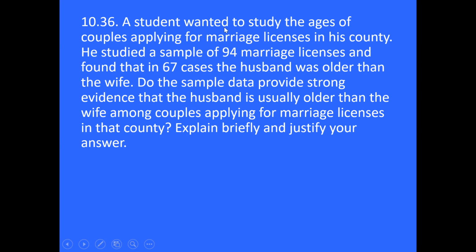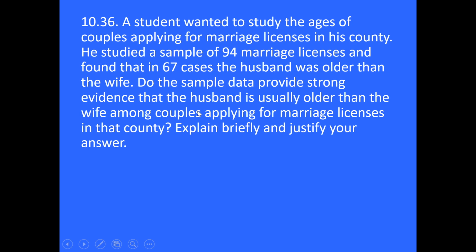So we have this student who is studying the ages of couples applying for marriage licenses in his country. All right, and so he's got a sample of n equals 94 marriage licenses. And he found that in 67 of these, the husband was older. Wow, so it looks like the man is usually older. Well, that's what he's asking: does this support that? Can you say that the man is usually older? In other words, do we have a big enough sample size to make that assumption?